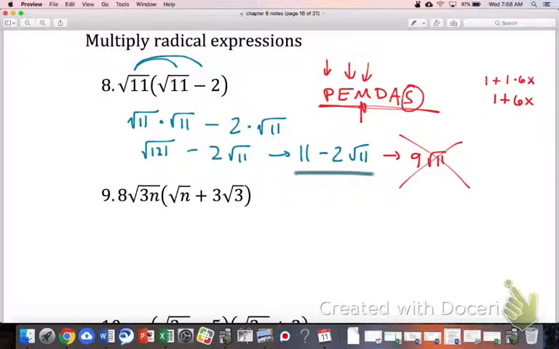Not this. Okay, but it's 6x. So I thought... No, it's connected to the x, the 11's connected to the square root. Never mind. Okay. Yeah, you got to follow PEMDAS.